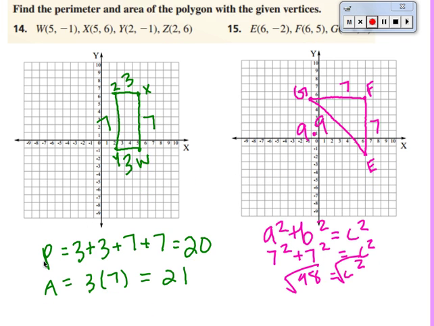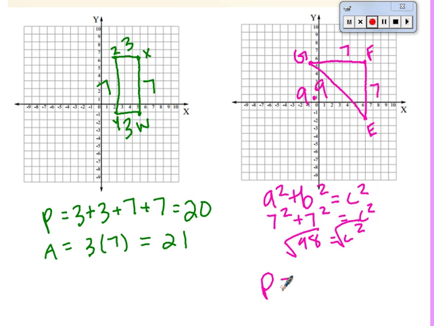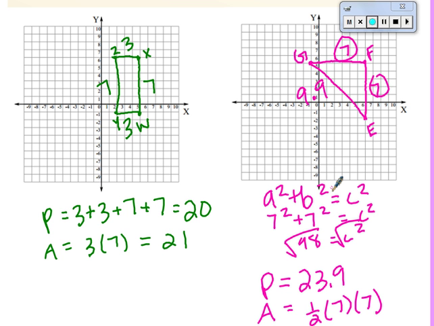So to get my perimeter, I'm still going to add up all the sides. So 7 plus 7 plus 9.9 gives me 23.9. When you do the area of a triangle, that's 1/2 times base times height. My base and my height of this triangle are 7 and 7. So 1/2 times 7 times 7 gives me 24.5. That's my area.